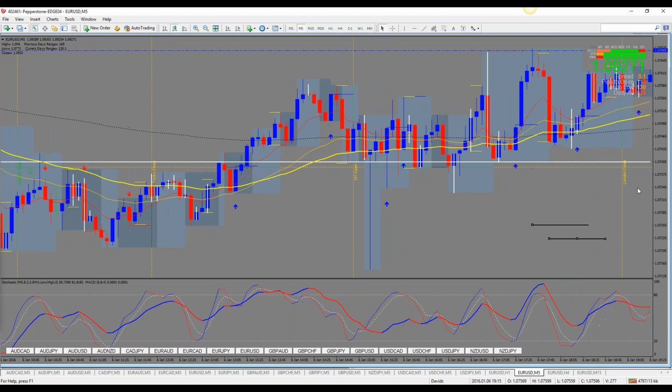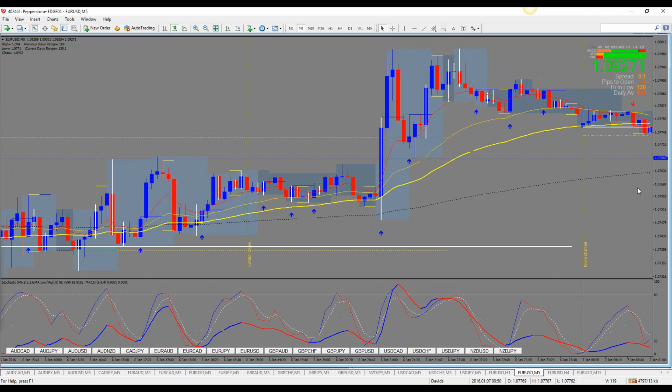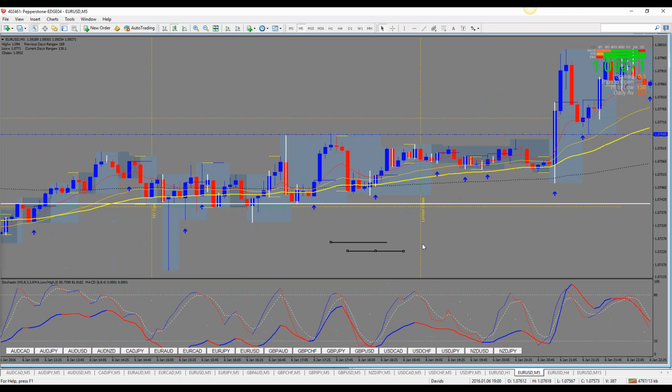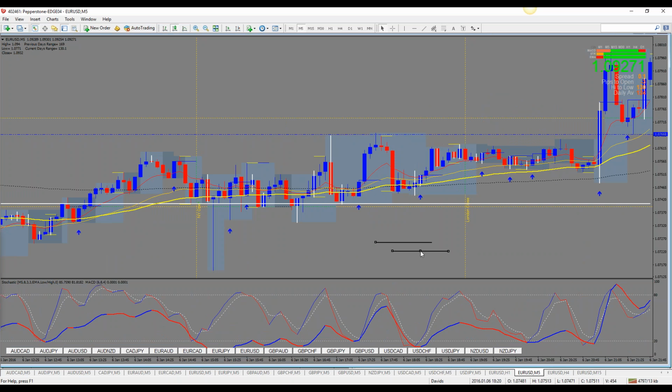So let's move to another day on this pair. We didn't get to trade the euro dollar, but maybe one trade on the 6th. I can quickly take a look here. Euro dollar. No, I did not take one trade on the euro dollar on the 6th.